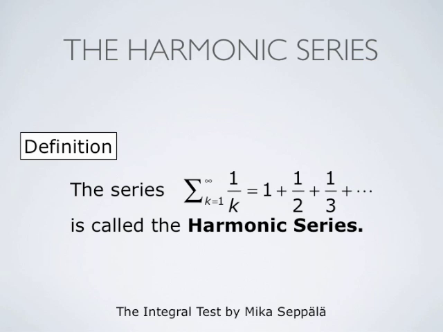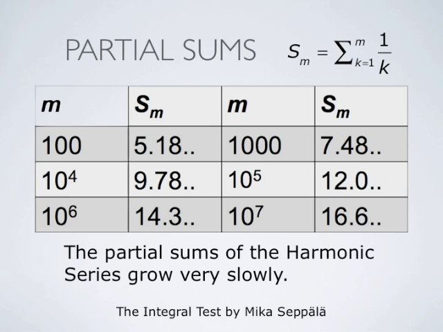The series summation k from 1 to the infinity 1 over k, that is the series 1 plus 1/2 plus 1/3 plus and so forth, is called the harmonic series. This is an important series. Partial sums of the harmonic series are computed here in this table.